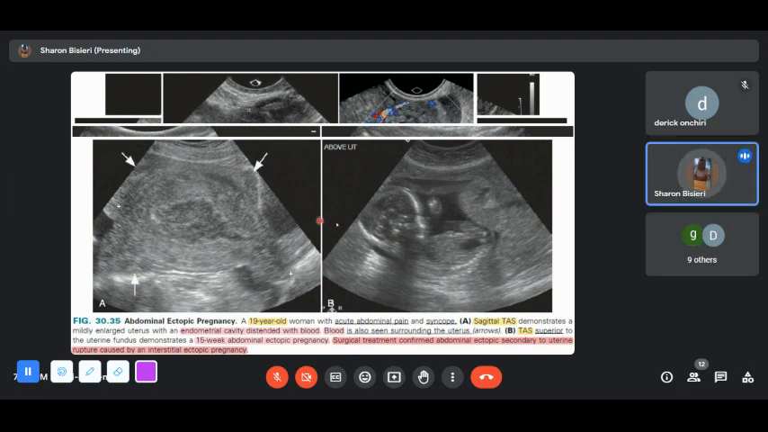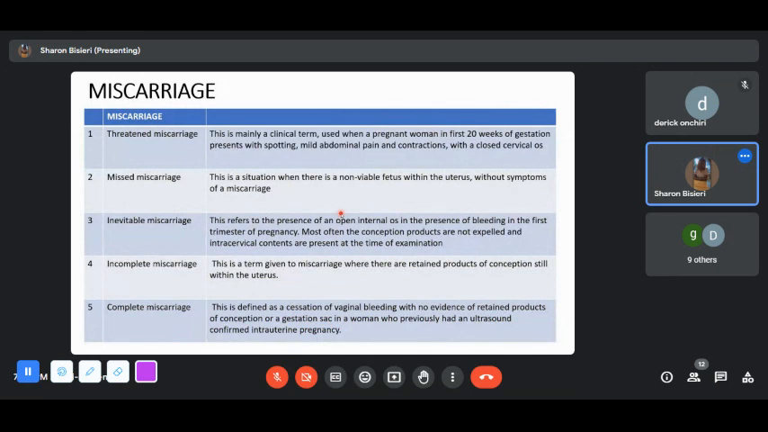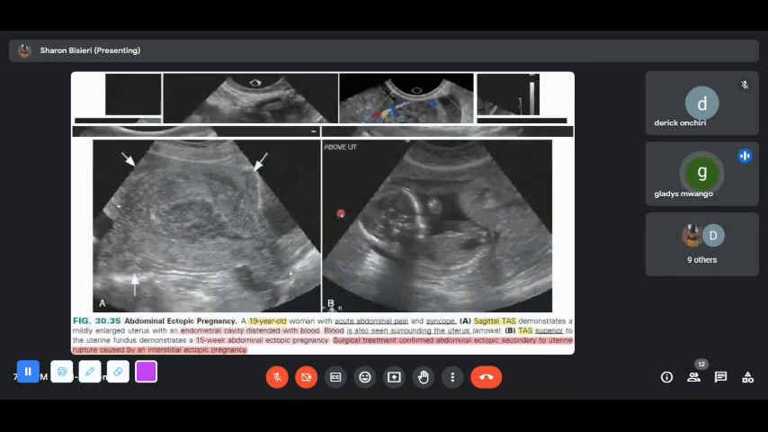And then on scanning superior to the fundus, they were able to see a fully formed embryo, fetus, which is well developed. You can see the head, the spine, this is the pelvis, and the limbs. So, surgical treatment confirmed that this pregnancy was abdominal and it arose from an interstitial ectopic pregnancy that ruptured. So that is the bleeding that was there, the hematoma.